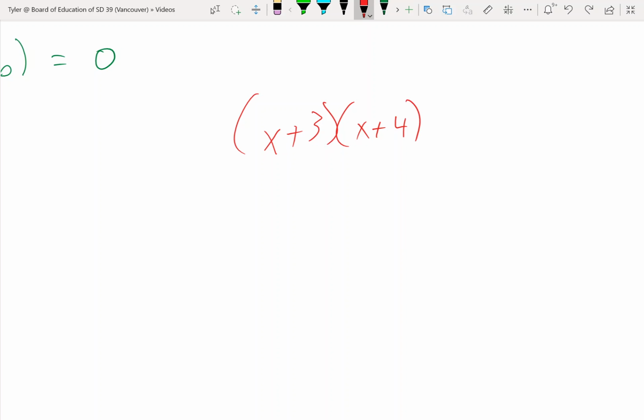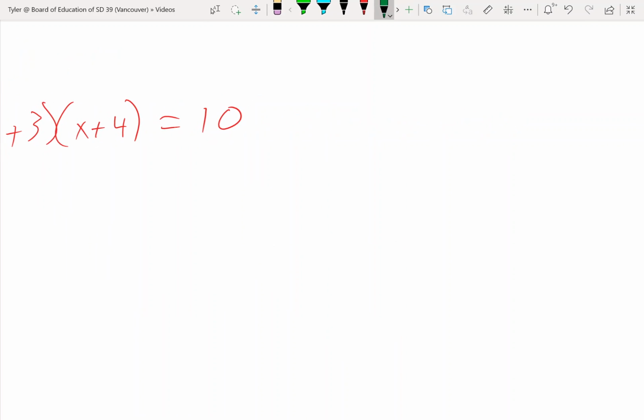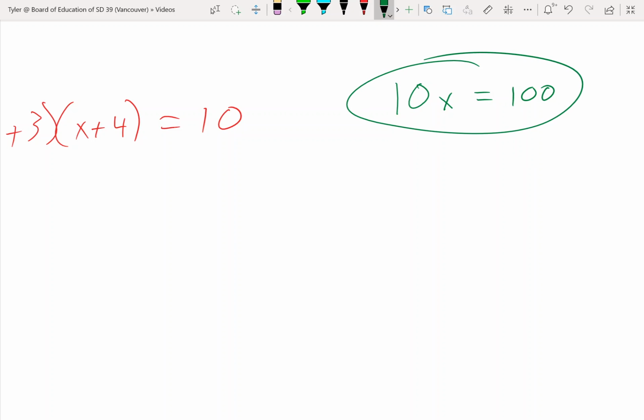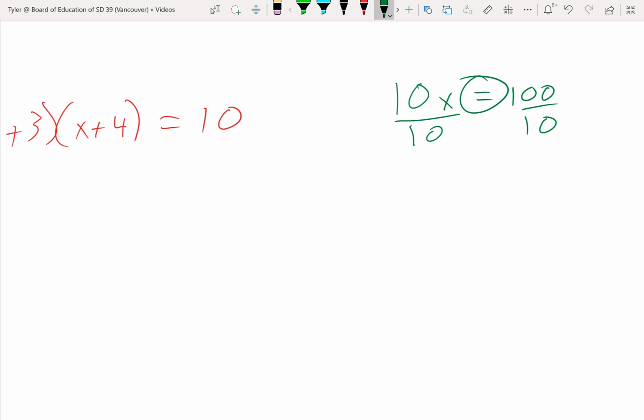This is an expression. We can tell it's an expression because there's no equal sign. As soon as you put an equal sign, it becomes a very different question. When we're dealing with equations, we can do something. If I say 10x is equal to 100, we can divide both sides by 10. The reason we can do this is because they're equal. If we do something to one side, we can do it to the other side and they'll still work out. This would become x equals 10.